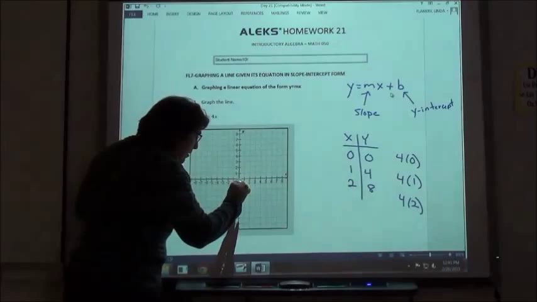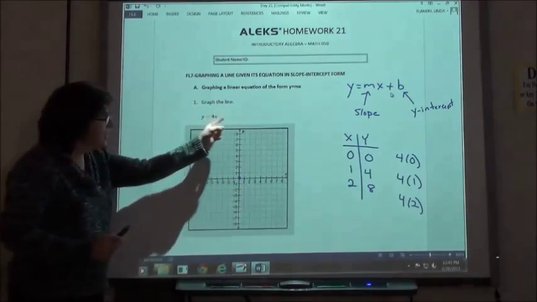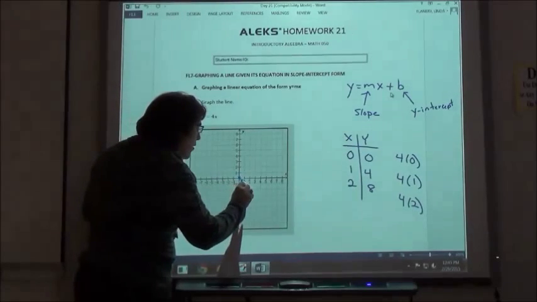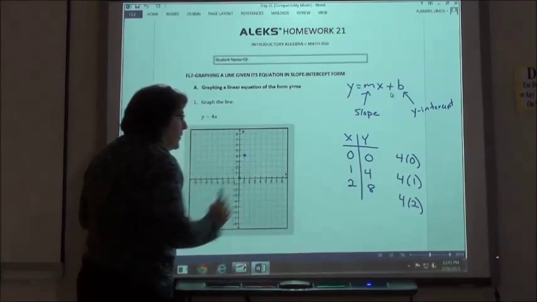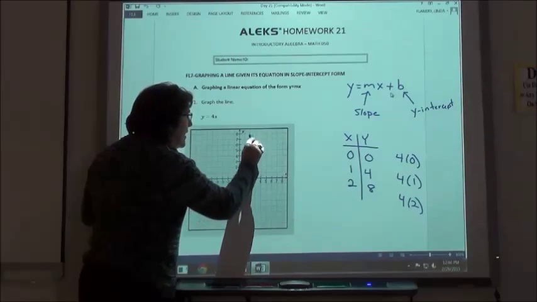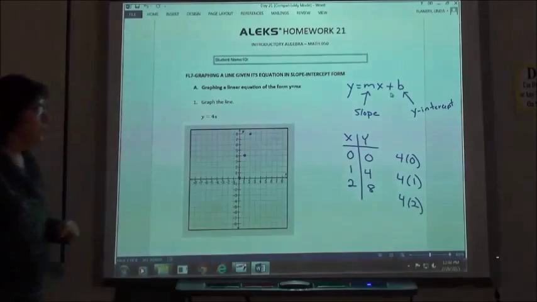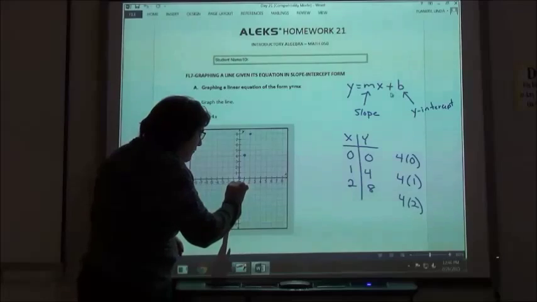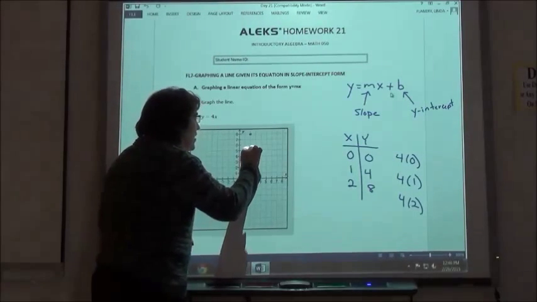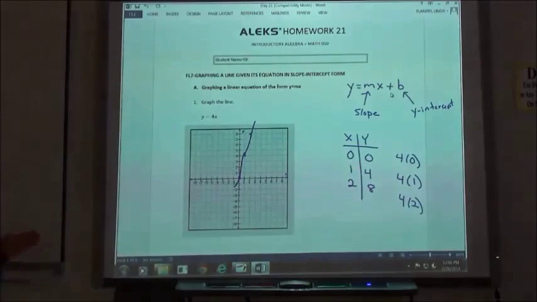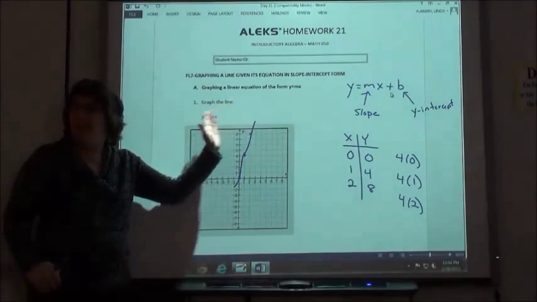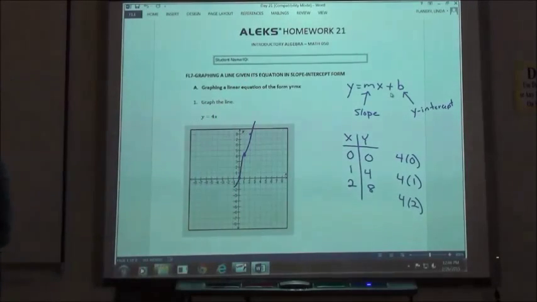0, 0, right in the middle. Because there wasn't a number on the end, my y-intercept is at 0. Then I'm going to have 1, 4 up here. Then I'm going to go 2, 8 up here. So I can connect those dots and draw my line. And as you go from left to right, connecting your dots, if I could draw straight, boy, I'm drawing really crooked, my line is going uphill. And because I had a 4 in front, that was a pretty steep slope, right? It had a pretty big slant because 4 is kind of a big number in front of our x.